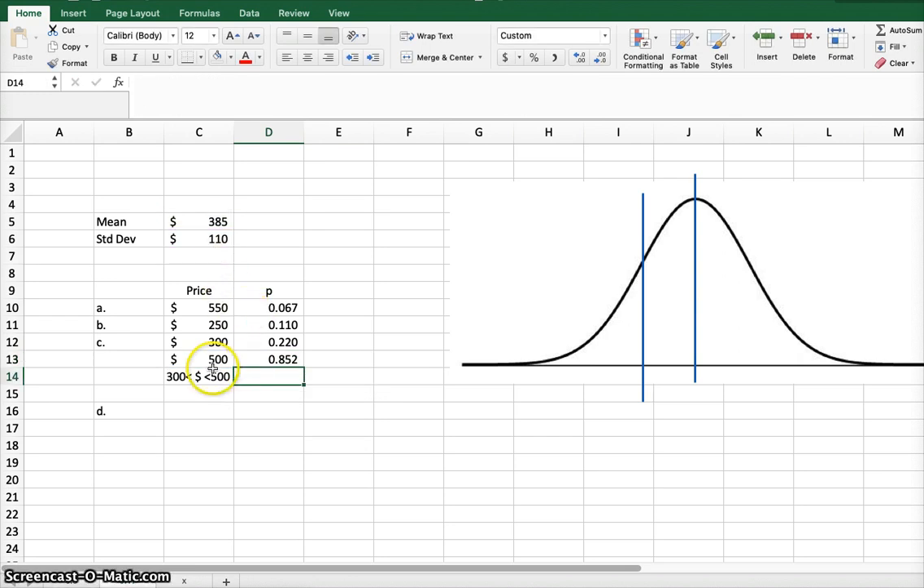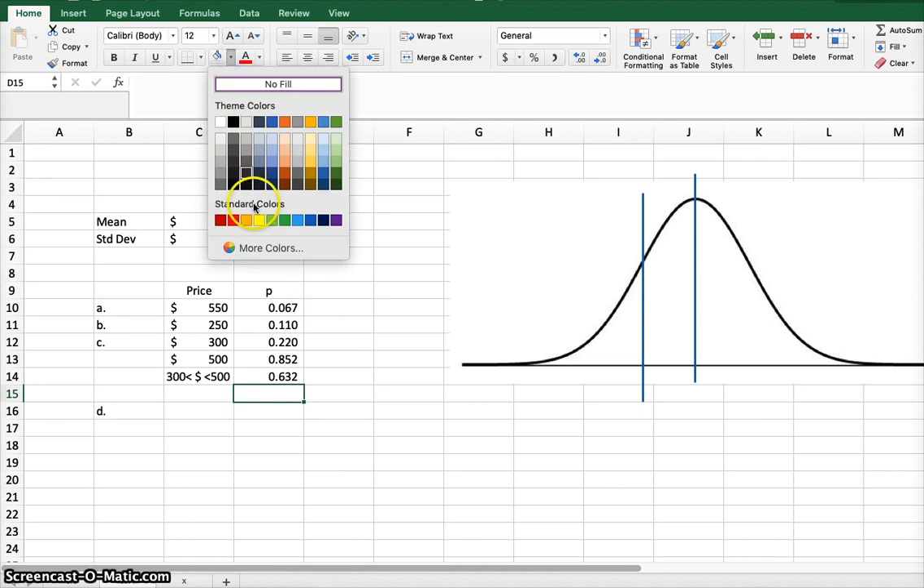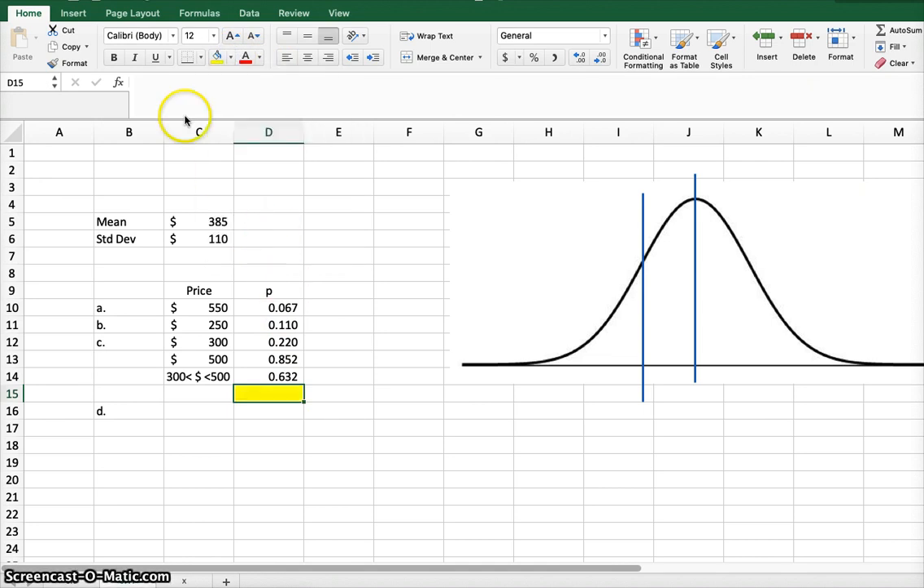Okay? Now, what's the difference? So it would just be the probability of being less than $500 minus the probability of being less than $300 will be what's in between. Okay, so it's just equals this minus this, and that's the answer. So I'll just make these all yellow so we can see what the answers are. So this is the answer to A. This is the answer to B. This is the answer to C.